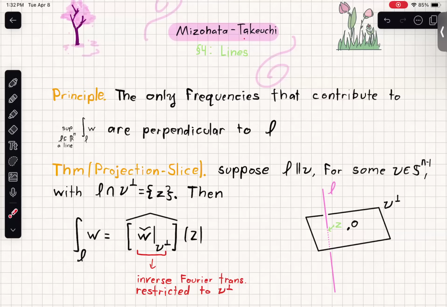We can formalize this as, if we want to take the integral of this thing, well, we take the inverse Fourier transform, we restrict that to this plane. You take the inverse Fourier transform, we're asking what frequencies this function is made of, and then we delete all of the frequencies that do not lie on this plane. And then we take another Fourier transform. So that's all we're doing here. We're just deleting all of the frequencies that are going to oscillate on this line. That's what we should think of this operator as.